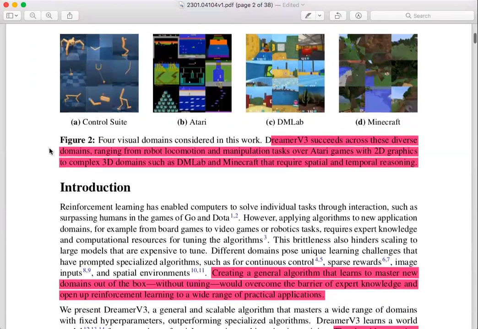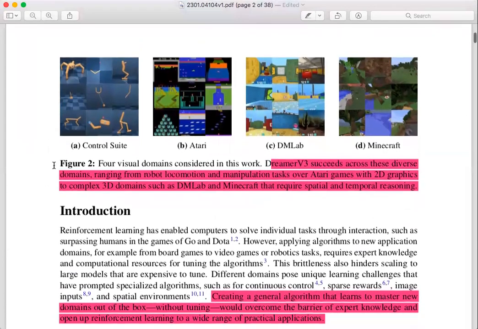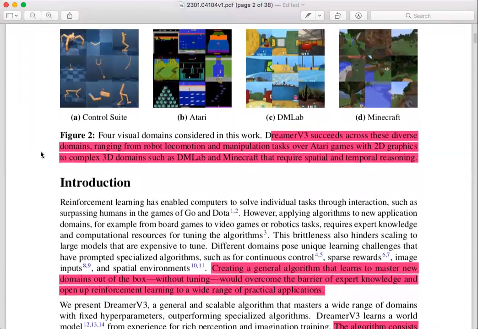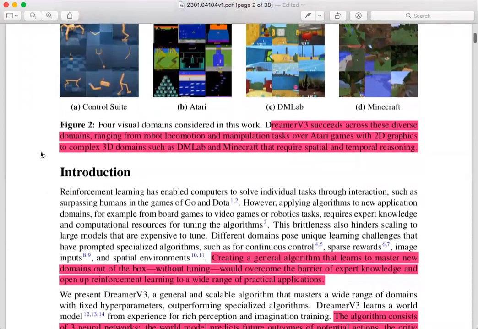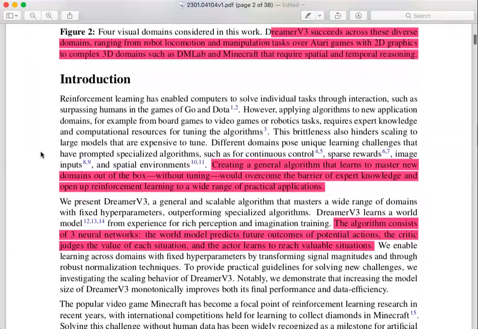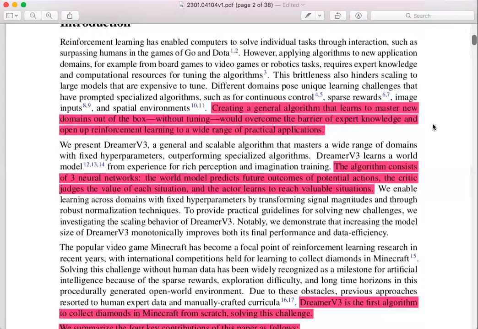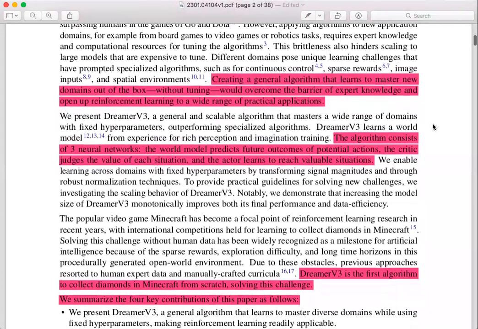So these are some domain examples in Minecraft, DM Lab, Atari, and a control suite. We'll talk about those. I think those make up the benchmarks that they use to compare this algorithm to others. So out of the box, without tuning, it would overcome the barrier of expert knowledge and open up reinforcement learning to a wide range of practical applications.